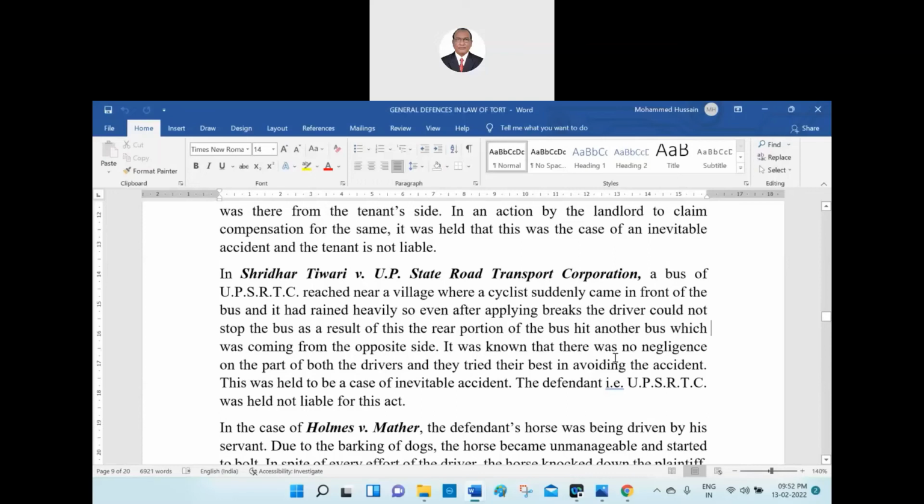The defendant, that is the UPSRTC, was held not liable for the act, because there is no intention to make such a thing. He tried to avoid the accident because the boy came all of a sudden. Yes, sir. The cyclist came, and the accident happened. At last, it just touched the back of it. So such an accident is called an inevitable accident. There is no intention to make such a thing.